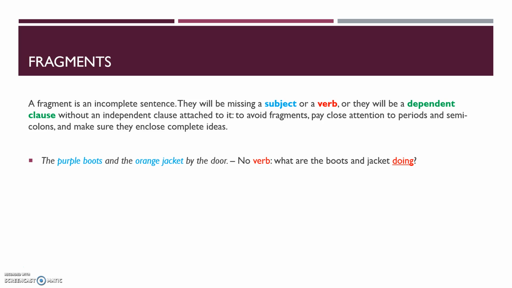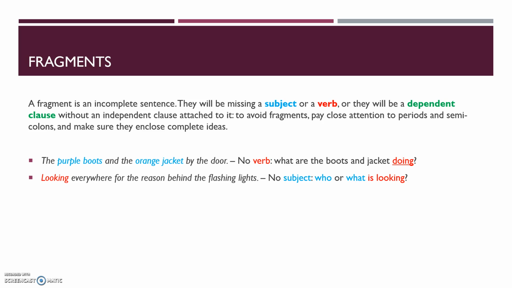The purple boots and the orange jacket by the door. Now, you guys can probably tell that by itself, that's not a complete idea. We're not really sure what's going on. We're not sure why we should care. And the reason is there's no verb. What are the boots and jackets doing? Are they sitting on the floor by the door? Are they on fire by the door? Whatever it is, there's something that needs to be happening in this sentence, and it's just not.